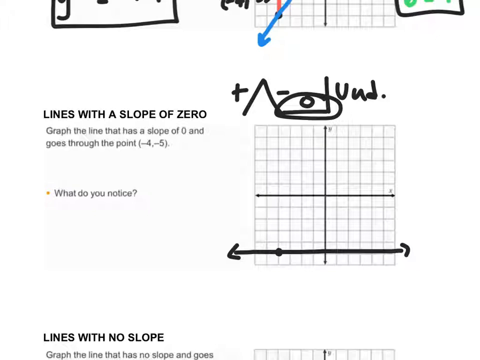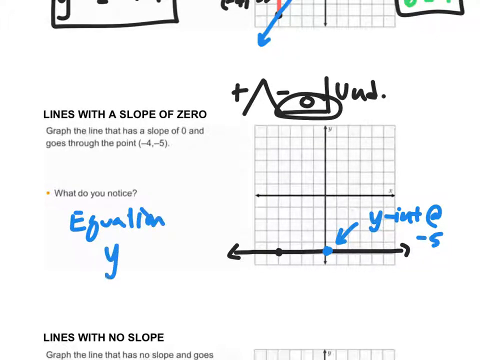Now, what I notice is that this crosses the graph. I have a y-intercept at -5. So here's what I got. I can write my equation as simply just y equals -5, and that's it.